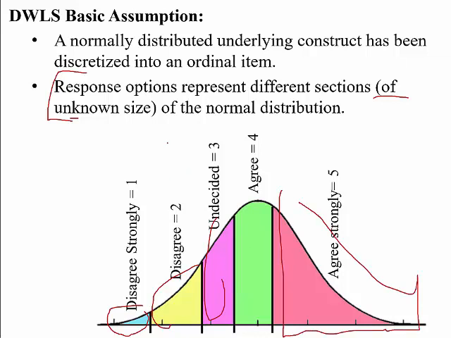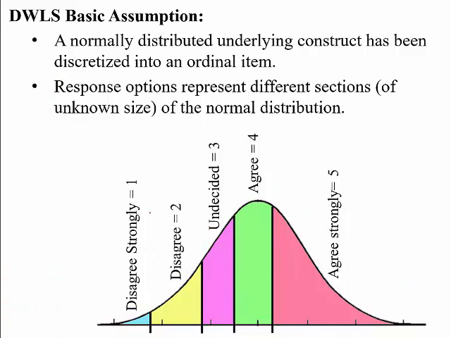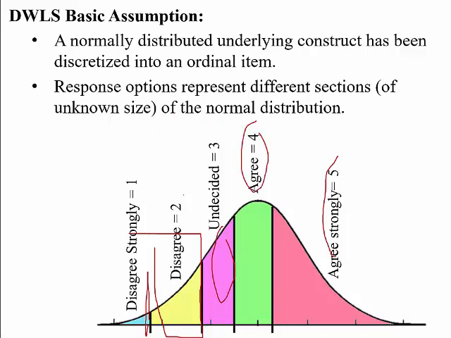I don't really know what the size is, but I assume basically here that somewhere we could chop it off and say that if you're responding 1, you're at this point of the curve. People that gave a 2 are in this area. People that gave a 3 are in this area, and so forth. So I assume that I've chopped my normal distribution into these 5 sections, and that each section represents a different response option from my questionnaire.